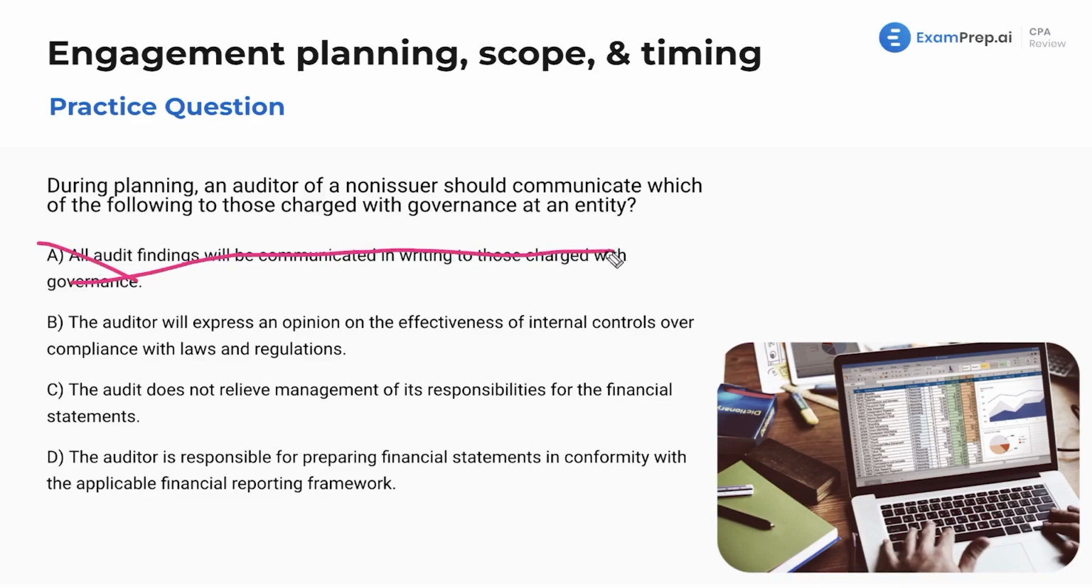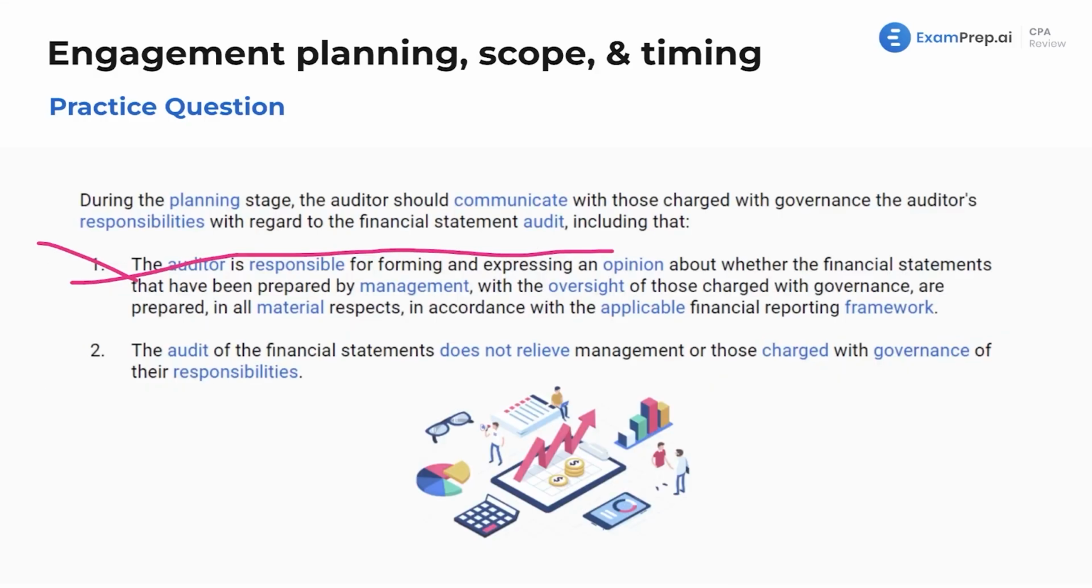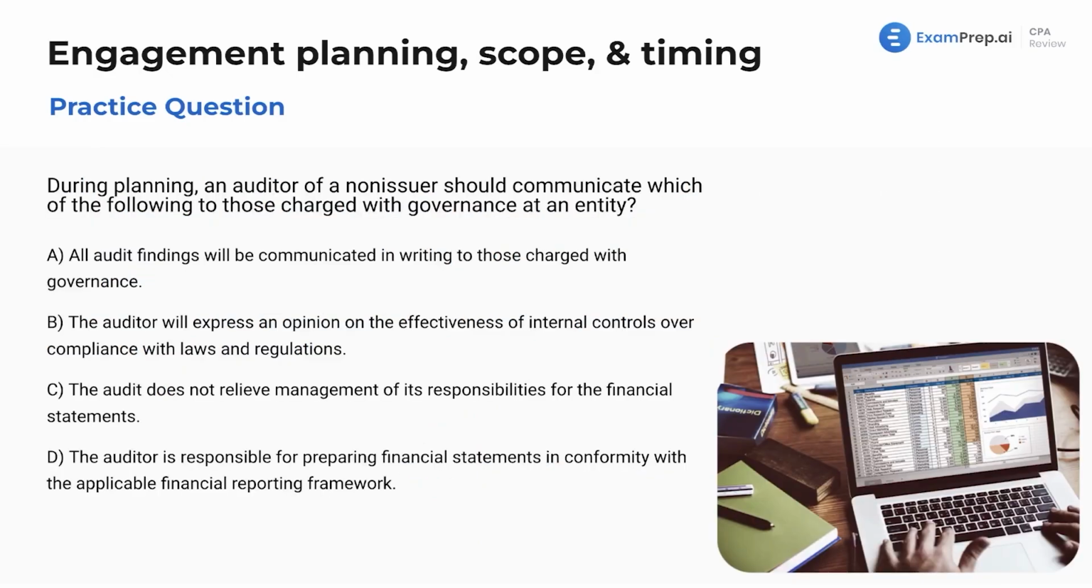Again, we could do process of elimination, or we could always just go to our lessons and reference what we saw here. So this is what we saw in our lessons during the planning stage. We should communicate with those charged with governance. Take a read if you want to spoil it. If not, we can keep going. But the auditor is responsible for forming and expressing an opinion. This is what you're going to communicate during the planning stage. That the auditor does not relieve management of their responsibilities for fair presentation of financial statements. So just items that you are going to communicate during that planning stage.